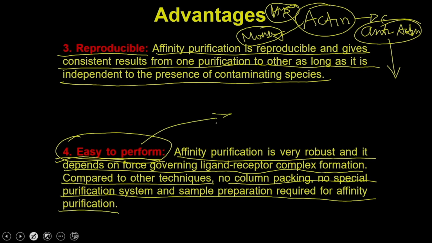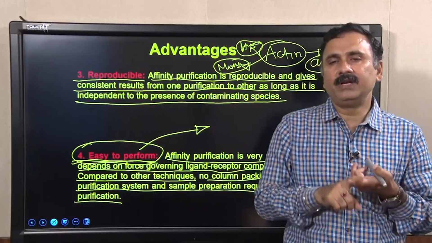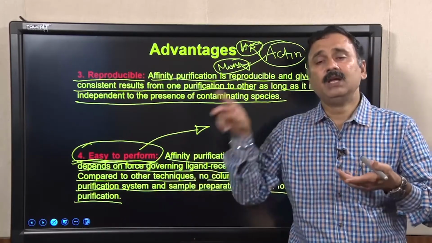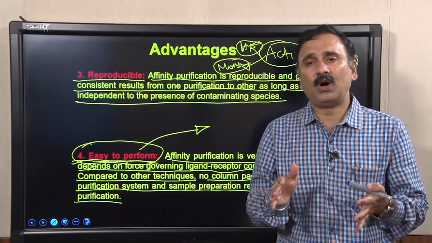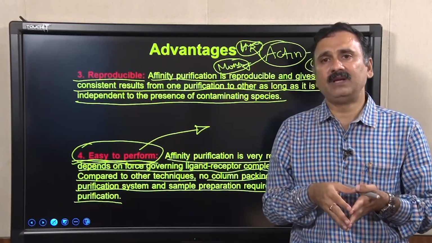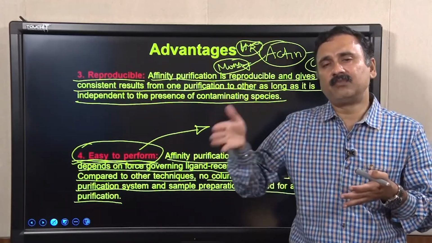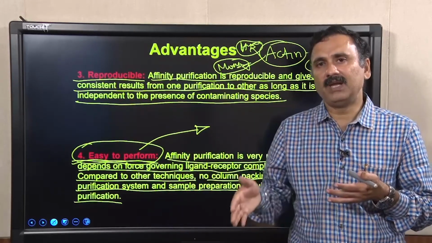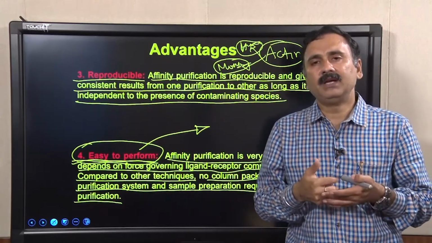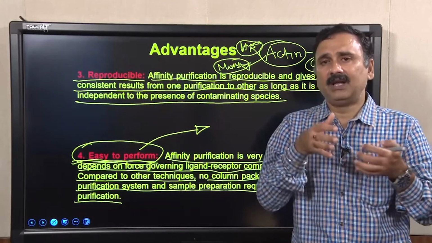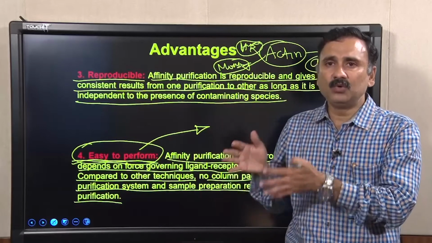which means if it is easy to perform, it has the additional advantage that you do not need to pack the columns, because if you remember, in the case of gel filtration chromatography, you need to know how to pack the column, then only you will be able to use the gel filtration column to fractionate the proteins based on molecular size, because if you do not pack the column properly, if you have defects in that column, it is going to affect the overall purification yield, as well as the resolution of the column.